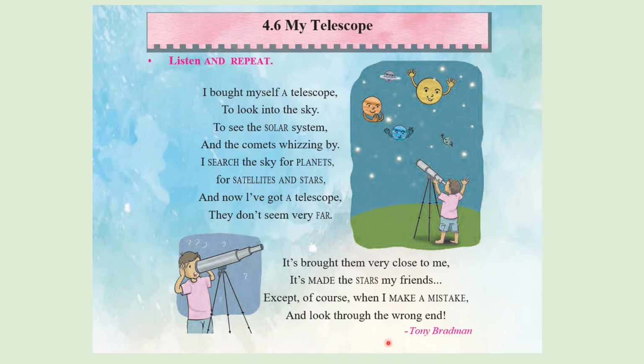So if you make the mistake of looking at the telescope like this boy is doing, from this end, you will not see far off objects close by. It will look the reverse. Instead of looking big, it will look small. So this is the poem on my telescope. And now I will read it to you one more time with pictures.